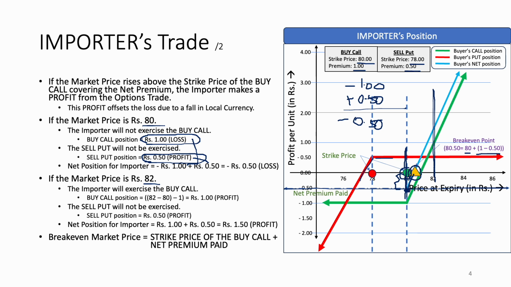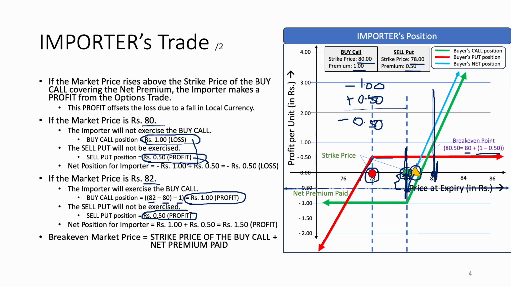The importer will exercise the buy call because the market price is greater than the strike price of the buy call. So from this he will get 82 rupees minus 80 rupees, that is the strike price, minus the 1 rupee premium paid. So he makes a profit of 1 rupee on this buy call. On the sale put, the strike price is here, which is less than the market price, so the buyer of the sale put will not exercise. So our importer will get 50 paise premium from that sale put.